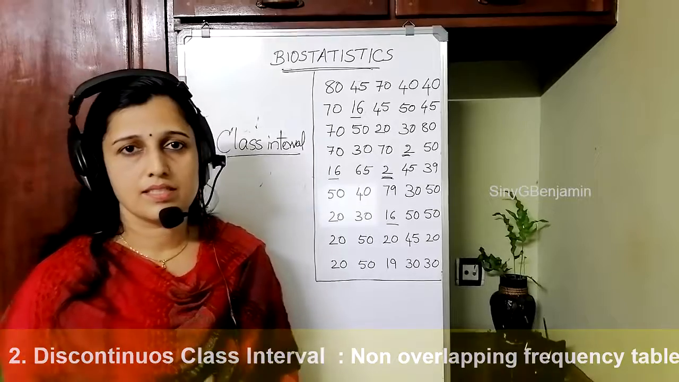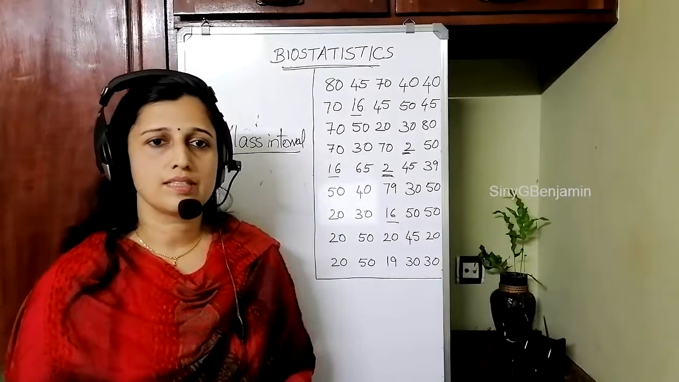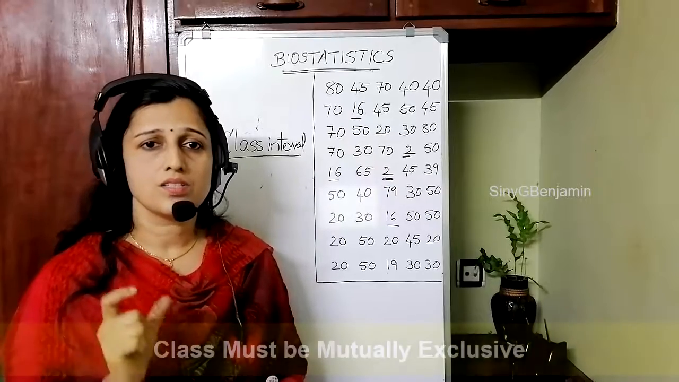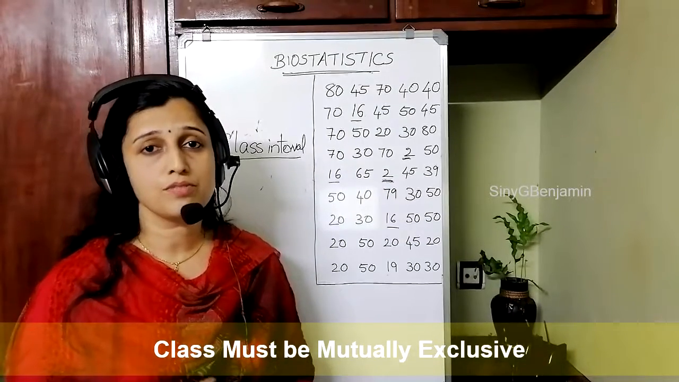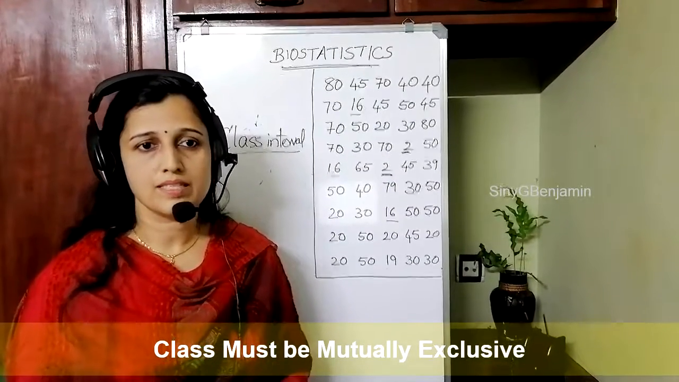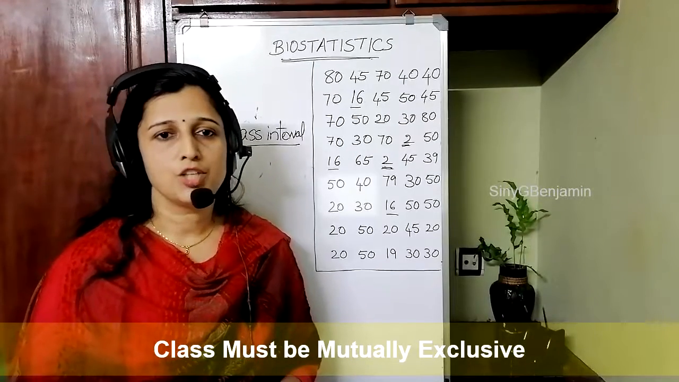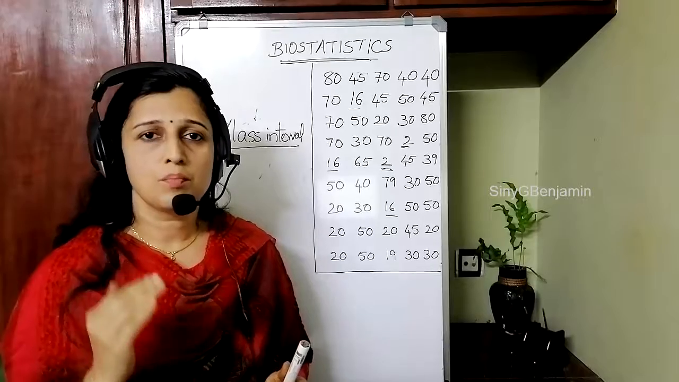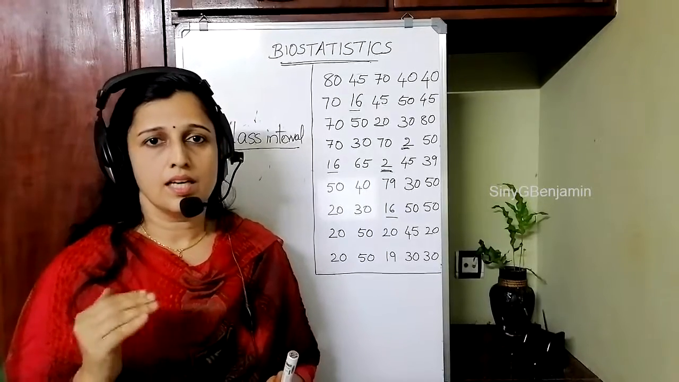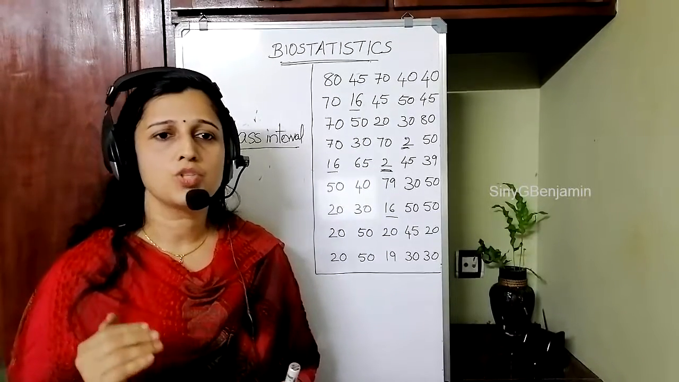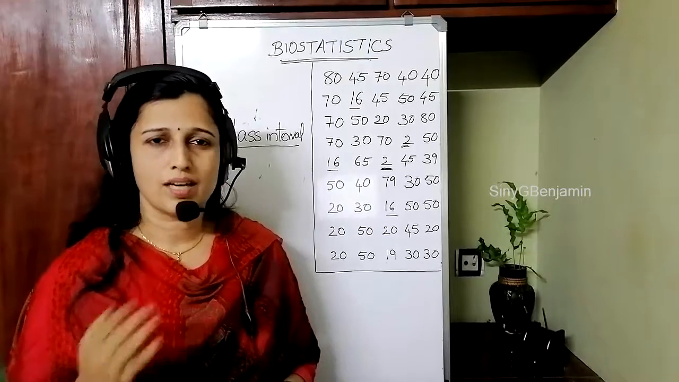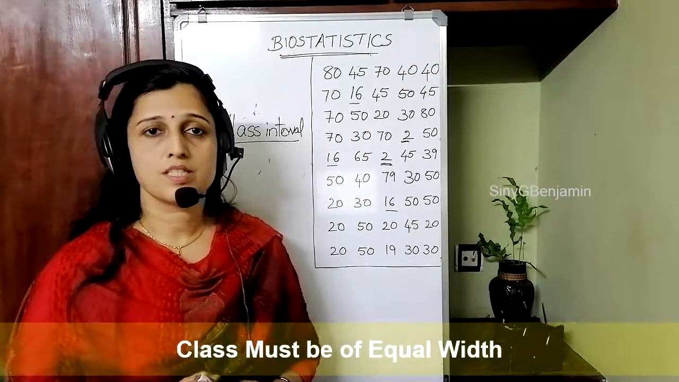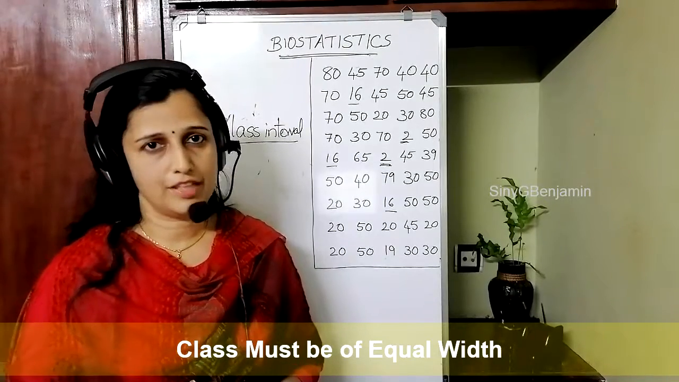And that I will be discussing later on in this tutorial itself. When we plan to construct a class, the classes must be mutually exclusive. This means that no data value can fall into two different classes. When you prepare the classes, there should be between 5 and 20 classes, not less than 5 and not more than 20. The classes must be of equal width.